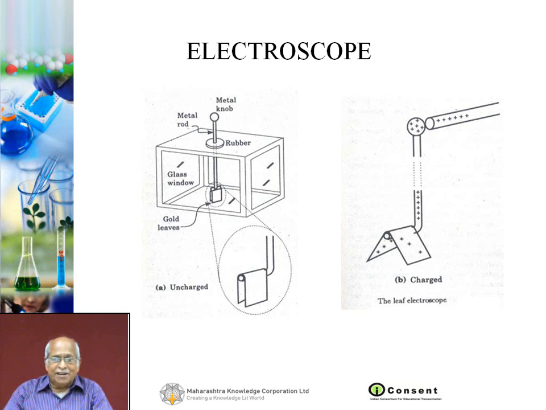Now how can this instrument detect charge? If a charged glass rod is touched to the metal knob, as shown at the right side, the charge on the glass rod will be given to the metal knob, and it is a metal rod, so the charge will go to the gold leaves through the metal rod. Since the two leaves both acquire positive charge, because of repulsion between similar charges, the leaves will diverge.